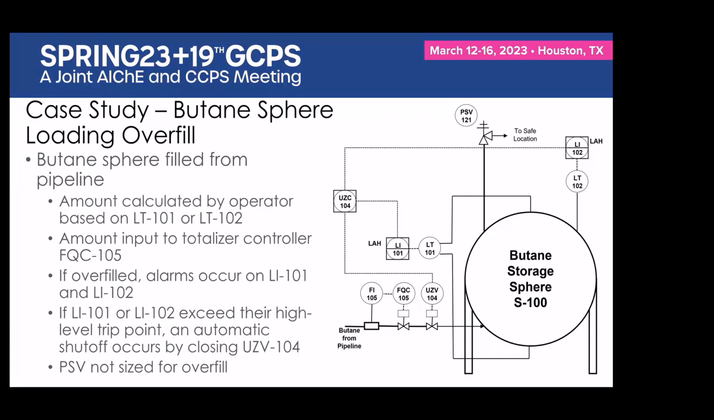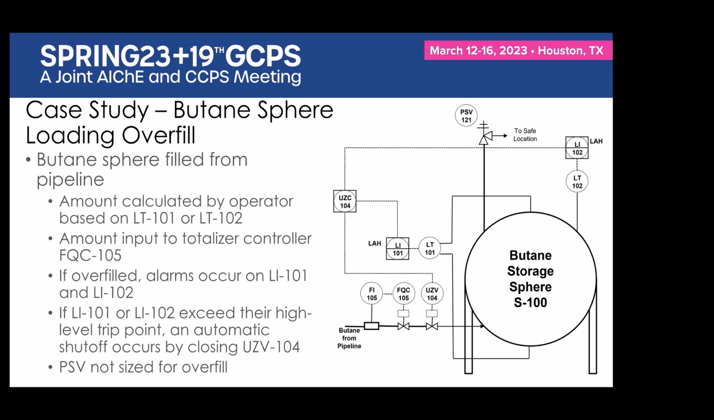Well, I'm measuring the level 2 times. Once with LT101, once with LT102. And we really don't know which transmitter the operator is using to perform this calculation. Sometimes they use 101, sometimes they use 102. That calculates how much butane I need to transfer. Then the operator needs to take the amount they calculated and enter it into the flow totalizer as the amount of material I want to transfer. Then they hit start.